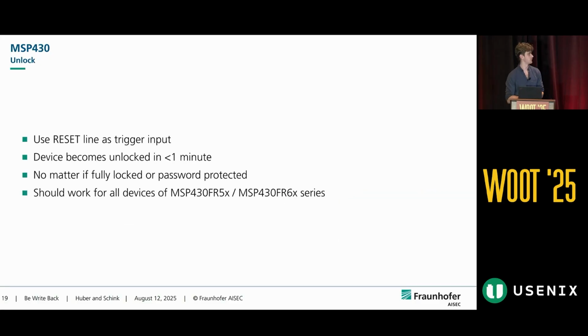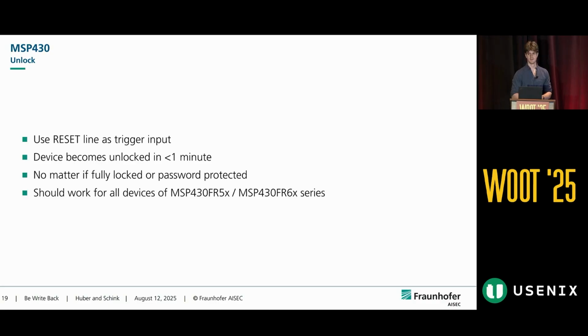Now we basically have everything we need for the unlock. So we use the reset line as a trigger input. And with that, we can unlock the device repeatedly in less than a minute. You usually require some tries because the error correction will correct single bit flips. However, this is usually just a couple of seconds with a couple of tries, and then your JTAG is unlocked.